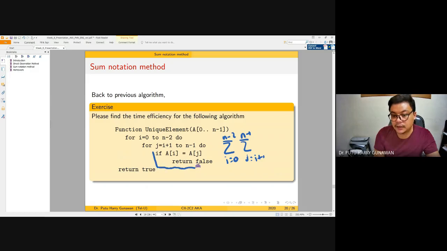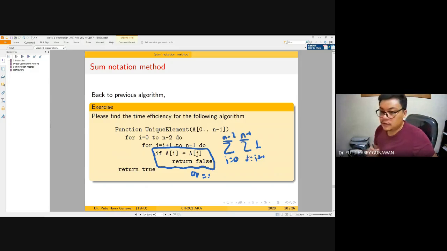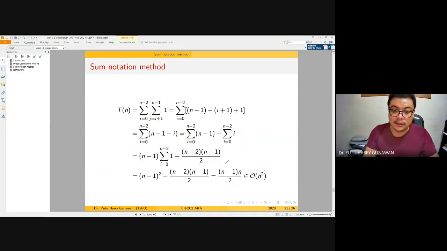Since this is the operation, it counts as 1, so this should be 1. That's it. After you write the for loops in sum notation, you can finally find T(n). T(n) is very simple. We have previously the sum of i equal to 0 to n minus 2, of the sum of j equal to i plus 1 to n minus 1, of 1.